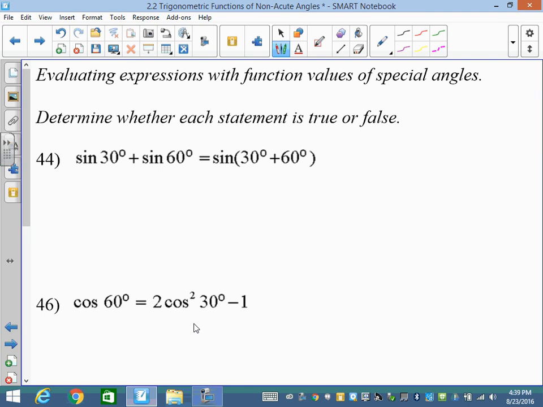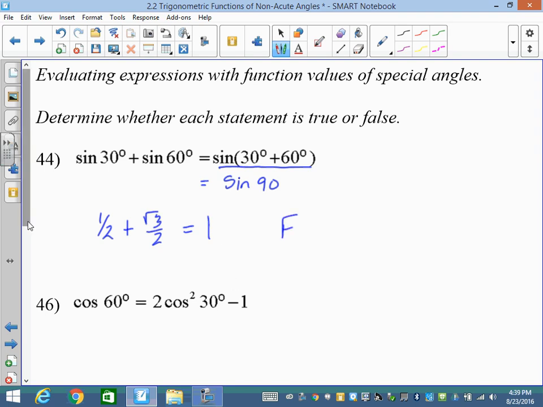Can you claim these to be true or false? Evaluating expressions with function values of special angles, determine whether each statement is true or false. Sine of 30 plus sine of 60 equals the sine of 30 plus 60. Well, this would become the sine of 90, because you have to do the parentheses first. So, sine of 30, 1/2, plus the sine of 60, which is radical 3 over 2, equals the sine of 90, which is 1. And I hope you guys can see that radical 3 plus 1 is not going to give you 2, therefore we will not get 1. So this is a false statement.